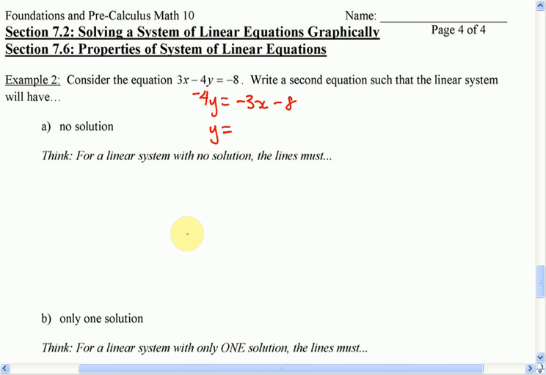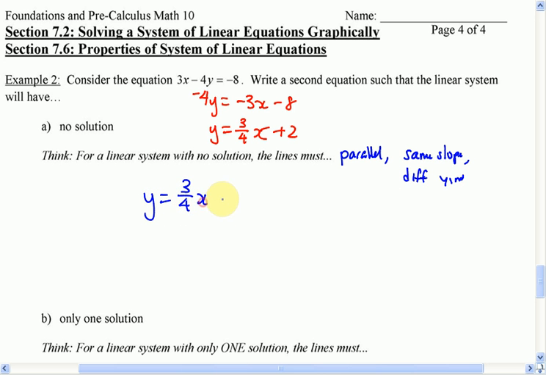Move the 3x from the left side to the right side. And now I'd like you to divide everything by negative 4. So that becomes 3 over 4 x. Negative 8 divided by negative 4 is just positive 2. So if I want something that has no solution, what do we need? No solution, lines must be parallel, yeah, which means same slope, different y-intercept. So really I need the slope to be the same, and this y-intercept number should be anything except what number? That's right.